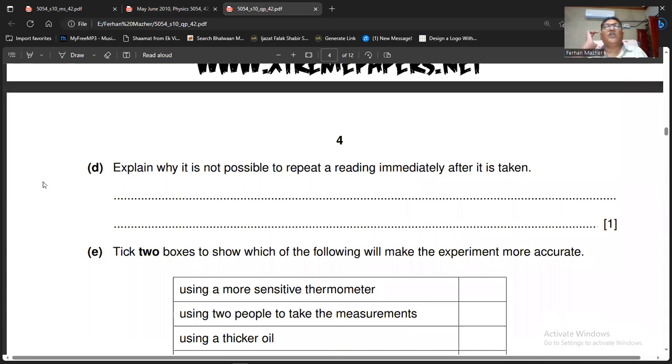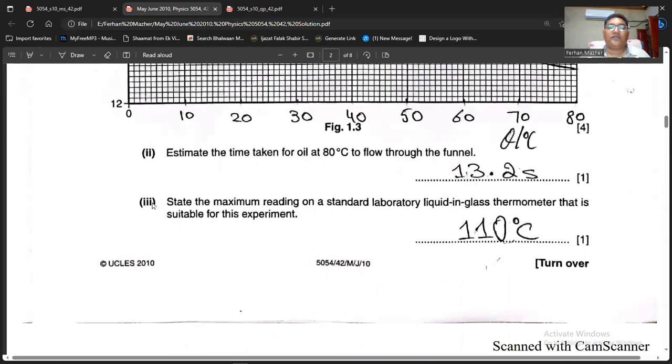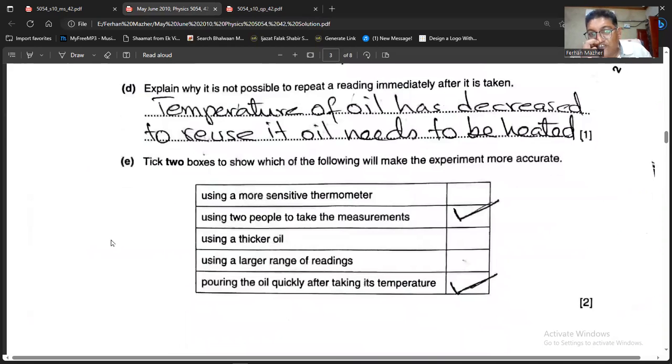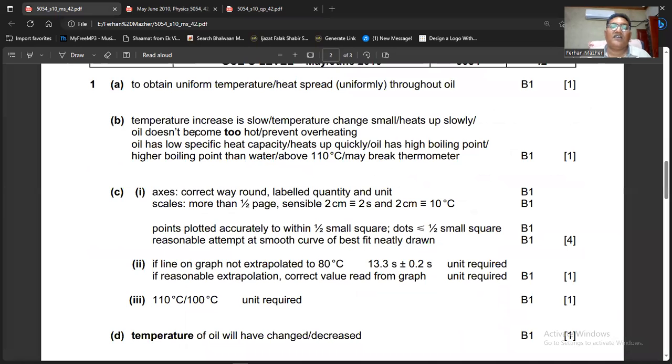Explain why it is not possible to repeat a reading immediately after it is taken. We are pouring the oil at a certain temperature. When you poured it, the temperature of that oil will drop, so you cannot immediately perform the same experiment with that oil. First, you will have to heat it again to the same temperature, and then you will be able to pour it. Because we are pouring the oil at a certain temperature and noting down the time, the temperature of the oil has decreased. To reuse it, the oil needs to be heated first to that temperature again.